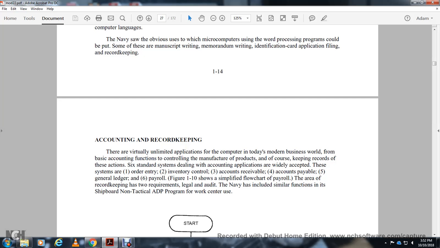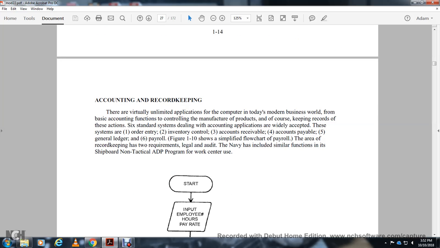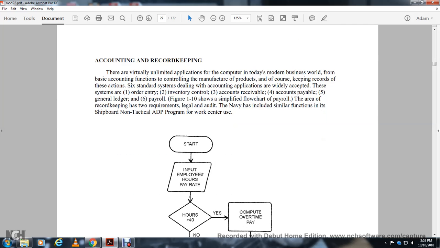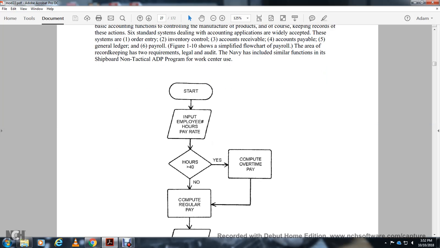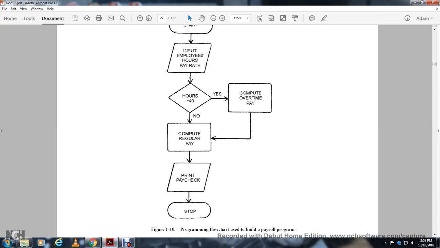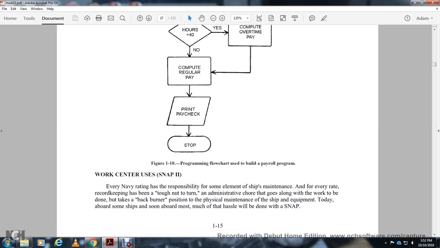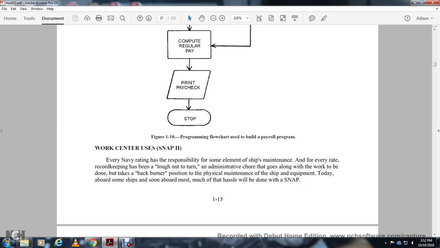The Navy is including a similar function with the shipboard non-technical ADP program for the work center: start, input employees' hours and rate, pay for hours less than 40 hours, compute overtime pay, compute rate, regular paycheck, stop. Every Navy work center is responsible for some element of the ship, and for every rate, the record keeping and administrative chores go along with the work.